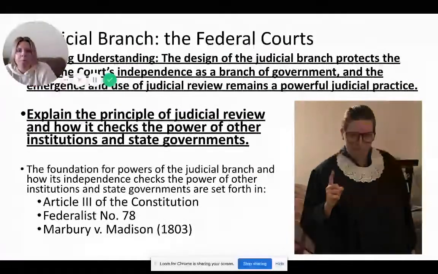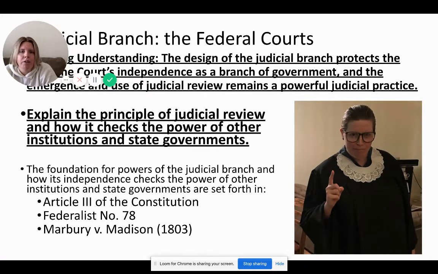Okay, so judicial branch. The enduring understanding is that the design of the judicial branch protects the court's independence as a branch of government, and emergence and use of judicial review remains a powerful judicial practice. So what's judicial review? It's their power to overturn laws, overturn actions of the president, state laws, congressional laws, whatever it is.